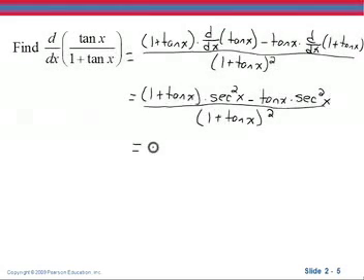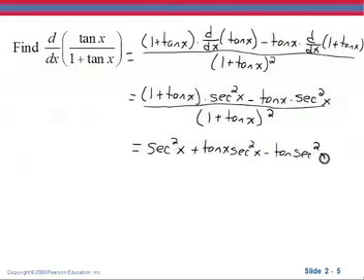Now, in the numerator, first let's use the distributive property. 1 times secant squared x is secant squared x, plus tangent x times secant squared x is tangent x secant squared x, minus tangent x secant squared x, and this is all over 1 plus tangent x squared.